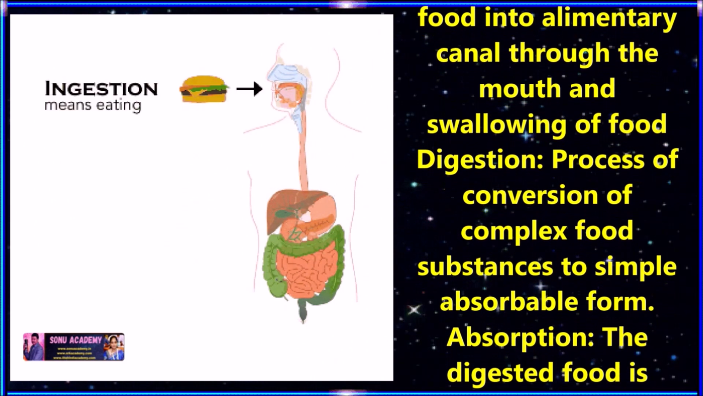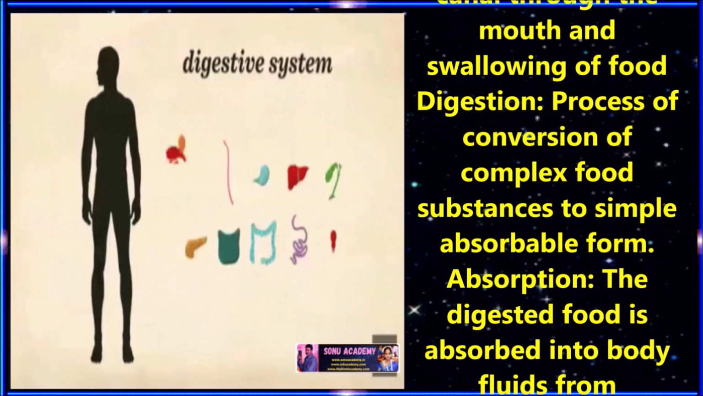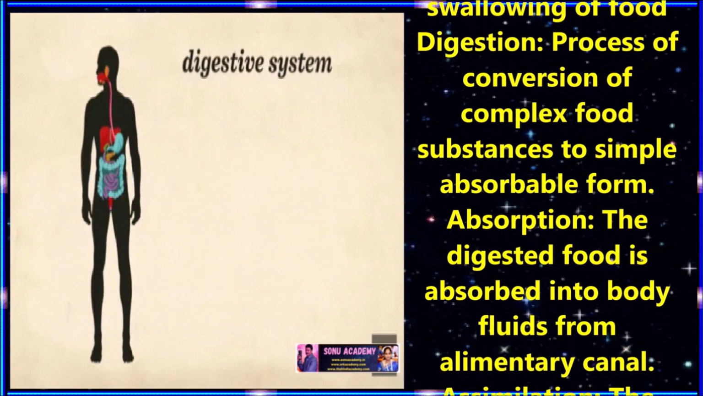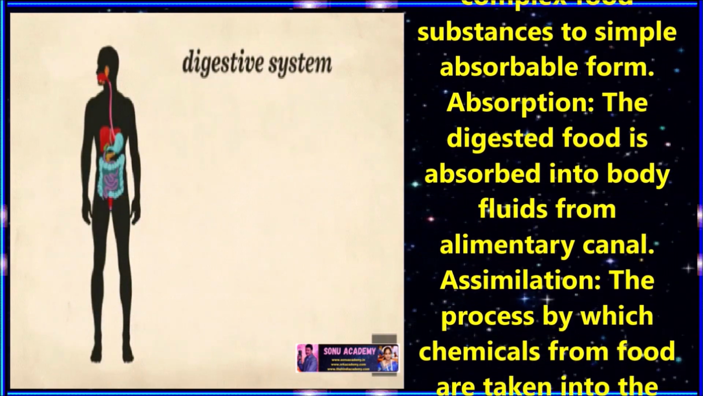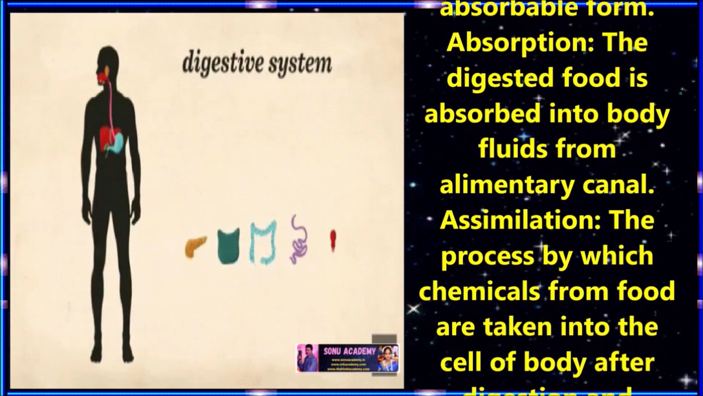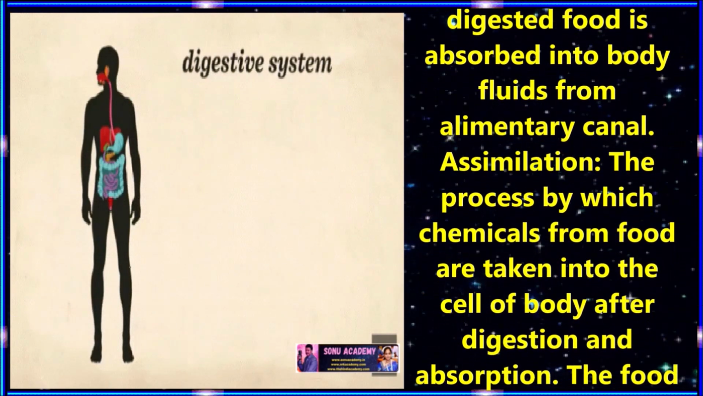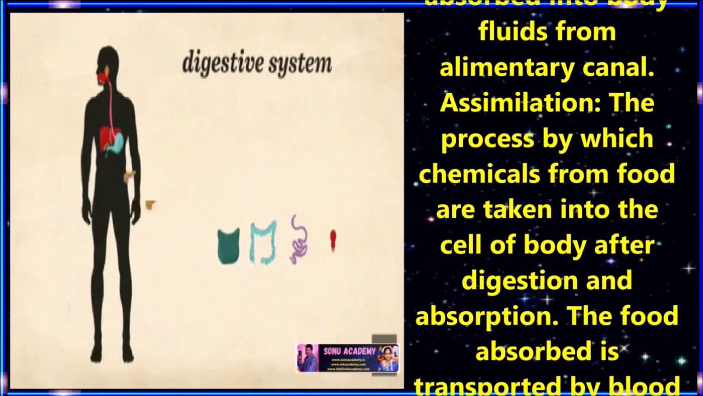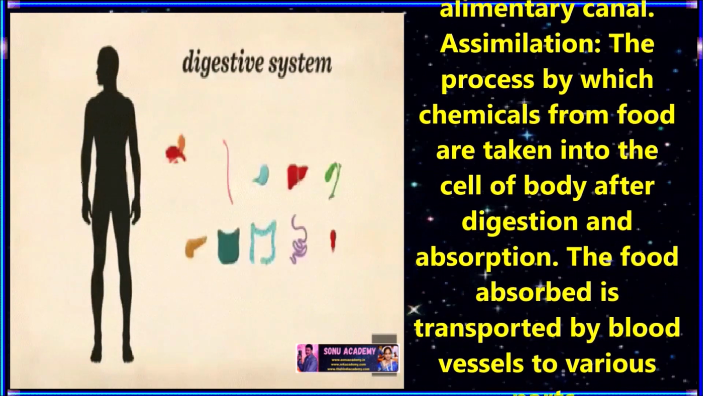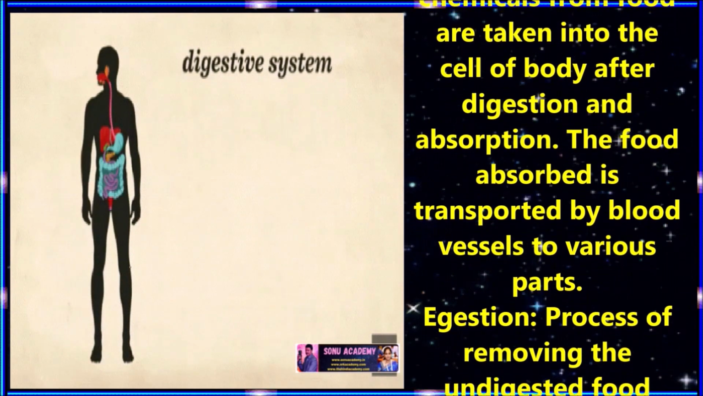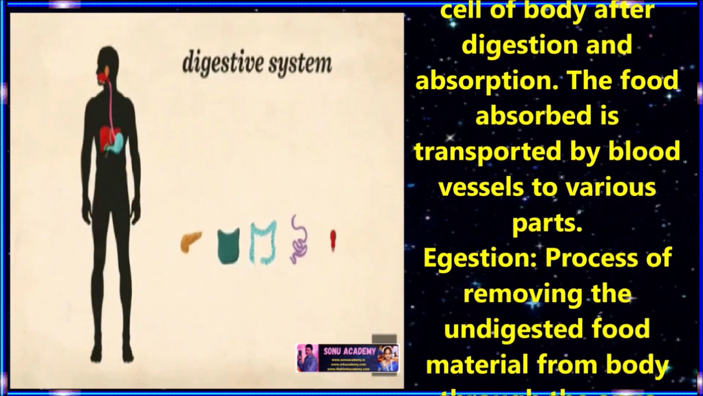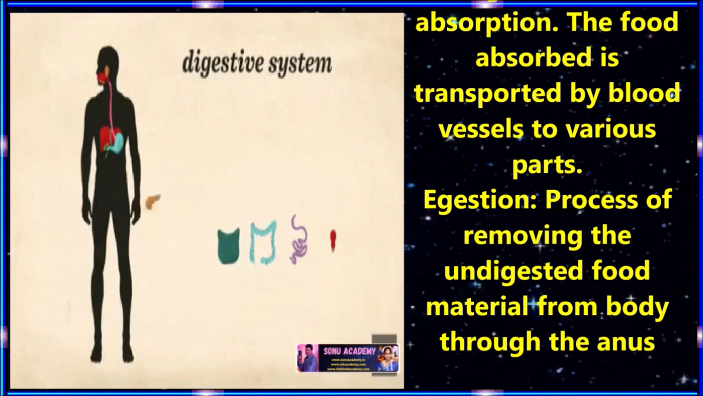Digestion, the process of conversion of complex food substances to simple absorbable form. Absorption, the digested food is absorbed into body fluids from the alimentary canal. Now let us see what is assimilation. It is the process by which chemicals from food are taken into the cells of the body after digestion and absorption. The food is absorbed and it is transported by blood vessels to various parts.